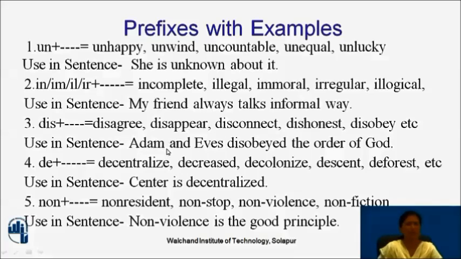Use in a sentence, for example: Adam and Eve disobeyed the order of God. Then decentralize, decrease, decolonize, descent, deforest, etc. Use these words in sentences, for example: the center is decentralized.